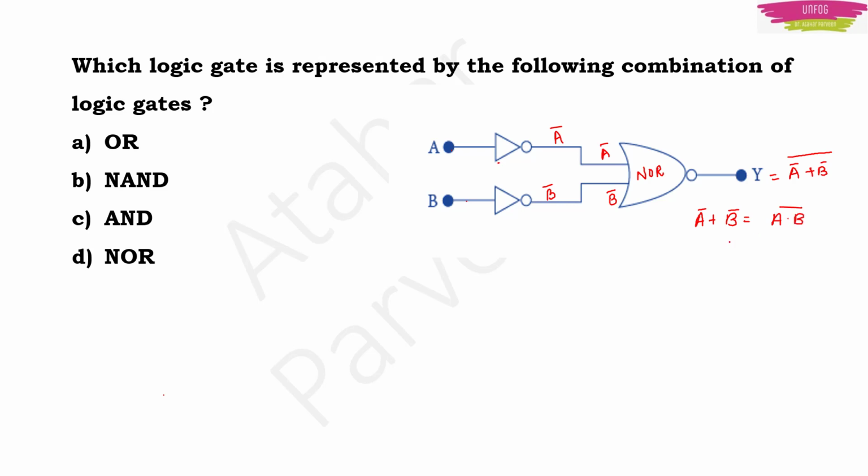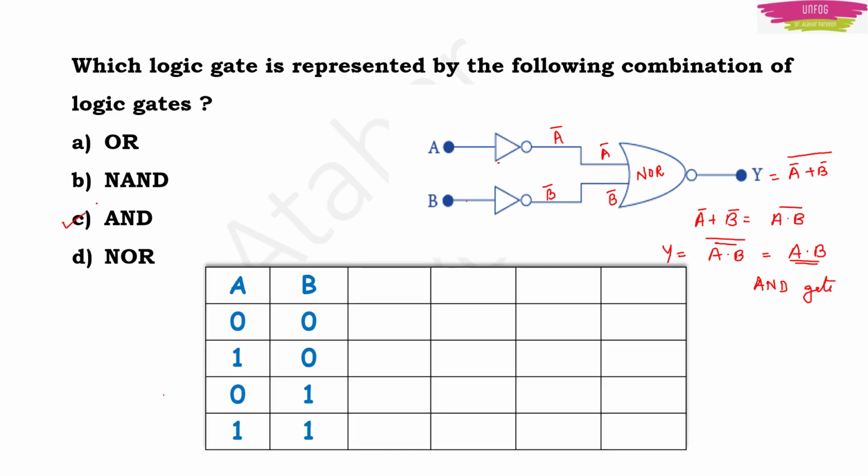So our output Y is equal to (A dot B complement) complement, because there are two complements here. So the output will be A dot B, which is the output of an AND gate. So our option is AND gate.